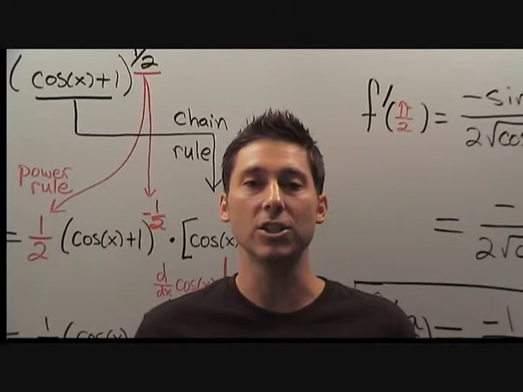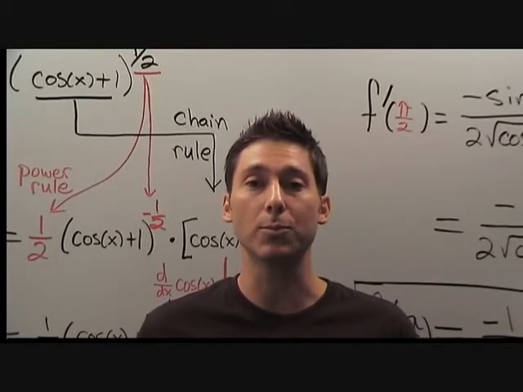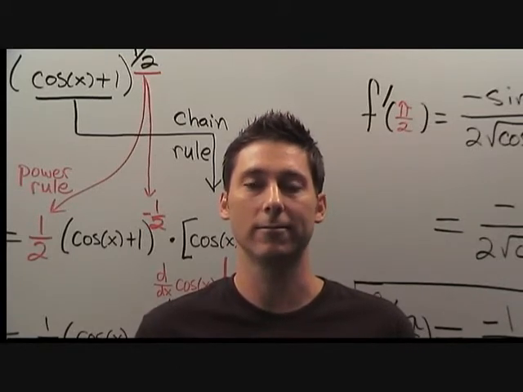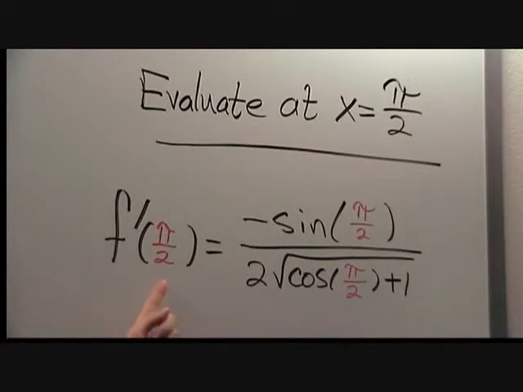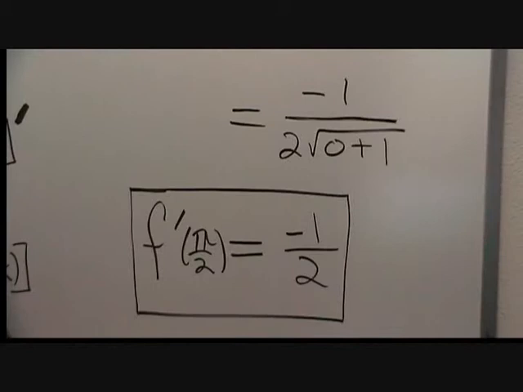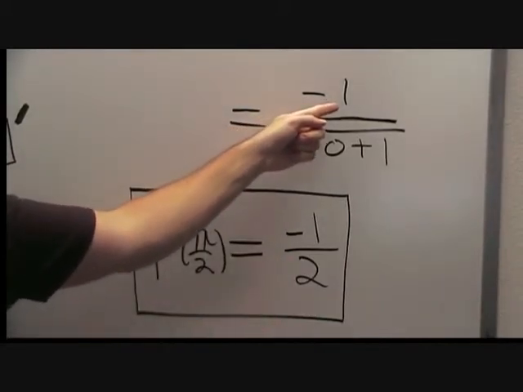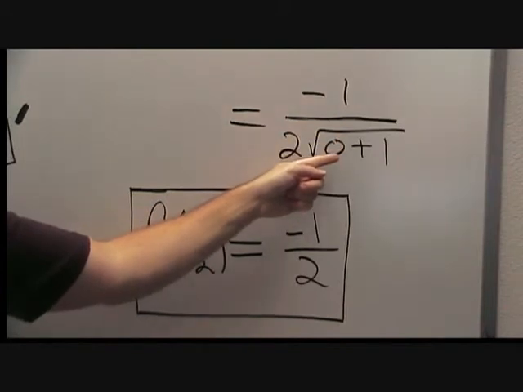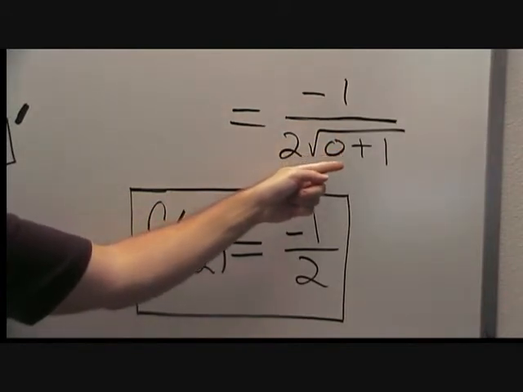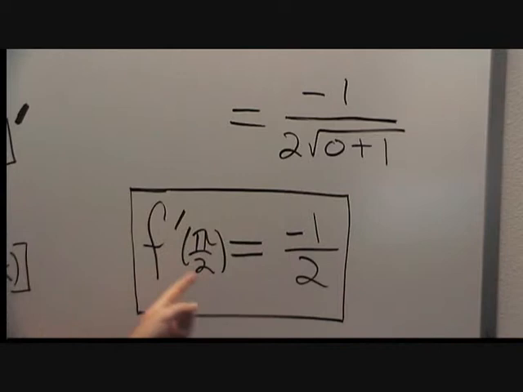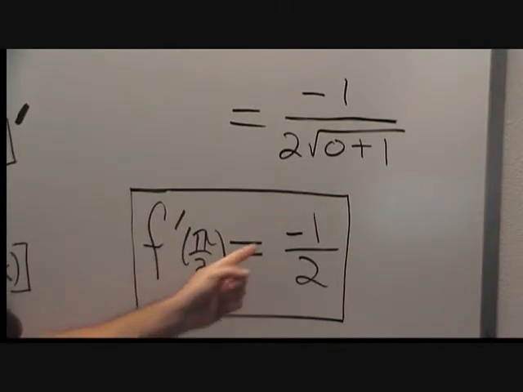Now, all that remains to do is plug in x equals pi over 2 and evaluate. We plug in pi over 2 for x to get this expression. Then we evaluate. Sine of pi over 2 is 1, and cosine of pi over 2 is 0. This simplifies to our final answer, f prime of pi over 2 is negative 1/2.